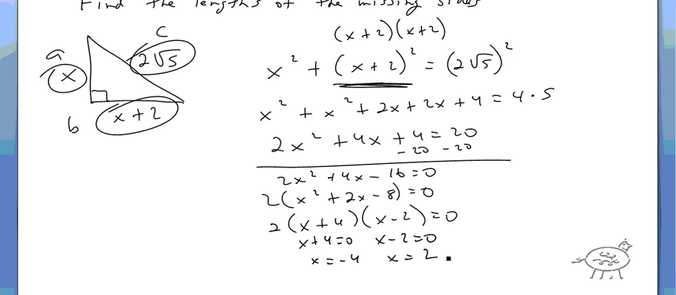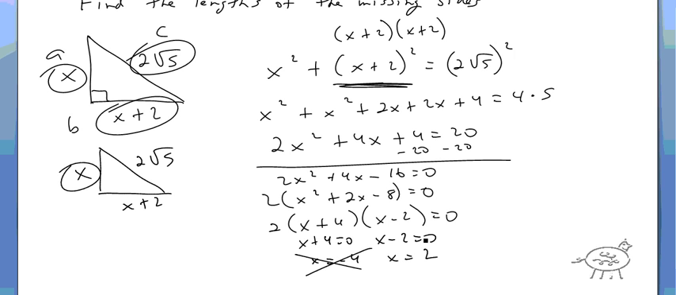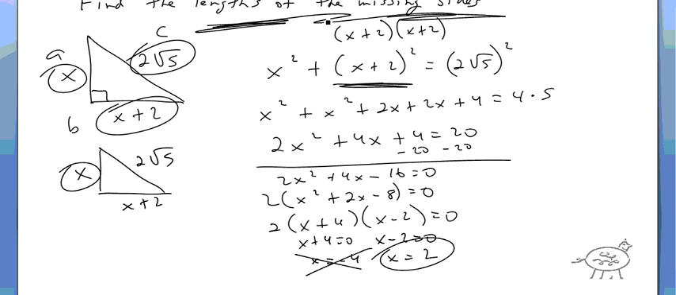Well, remember I said find the lengths of the missing sides. So you need to understand, let me draw this a little bit cleaner here. This is x plus 2, this is x, and this is 2 root 5. If I plug a negative 4 into there, that doesn't make sense. You can't have negative 4 length. So this one is not even a solution. Now, if you put x equals 2 in the answer blank, you'll get a lot of the credit, but you won't get full credit because I'm asking you for the lengths of the missing sides.